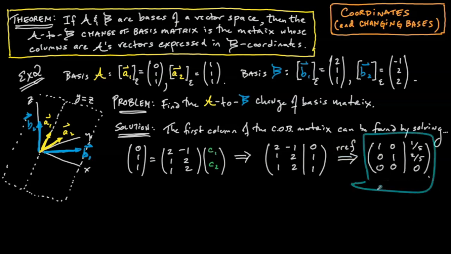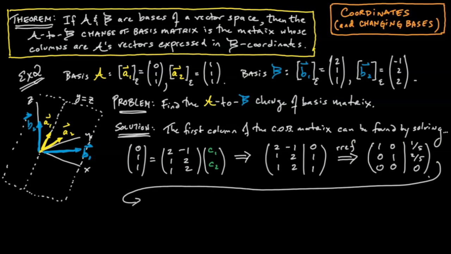And from here, we can read off the solutions to our system. These columns correspond to the unknowns C1 and C2. So the first row tells us that C1 plus nothing is 1/5. And the second row tells us that nothing plus C2 is 2/5. And the third row conveys the exciting news that 0 is equal to 0. So we have just found that C1 is 1/5 and C2 is 2/5.